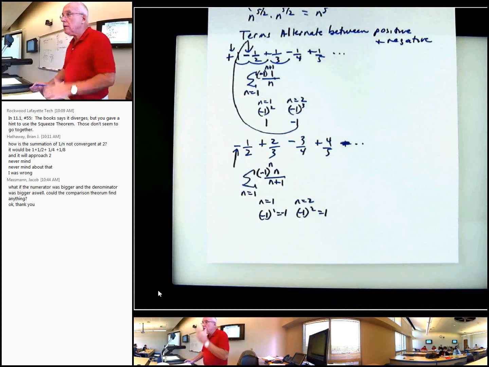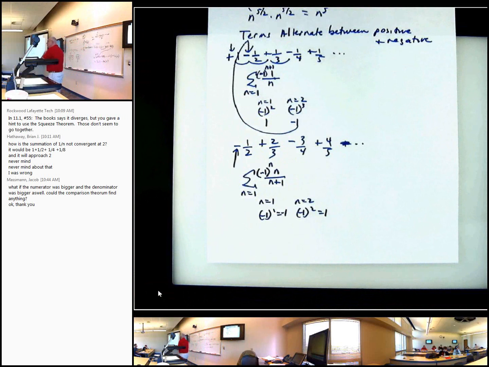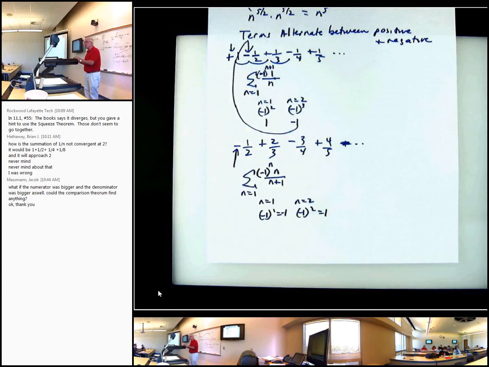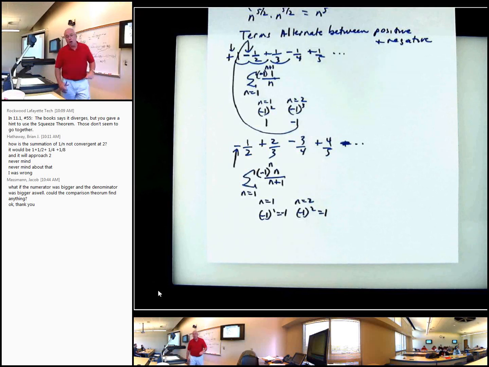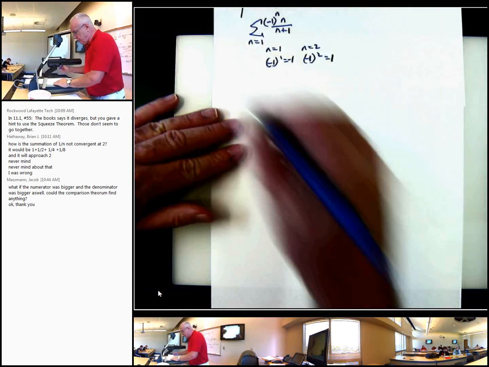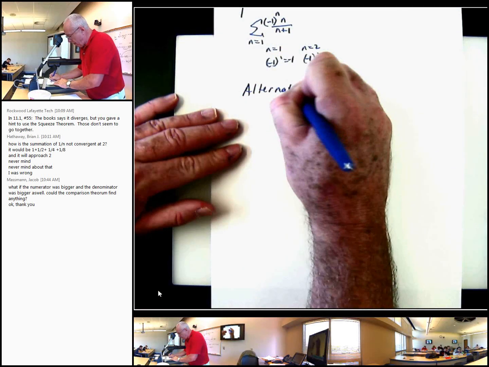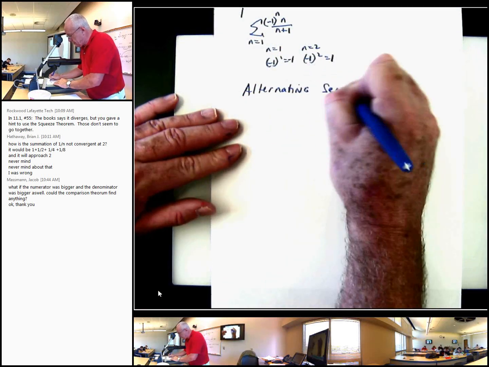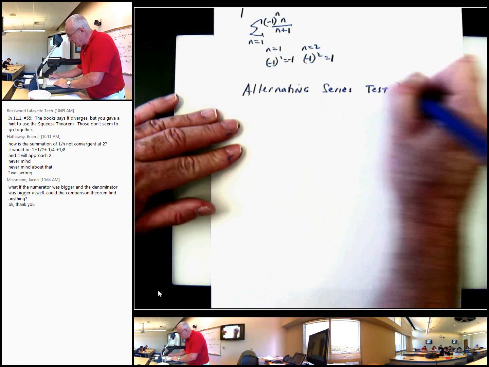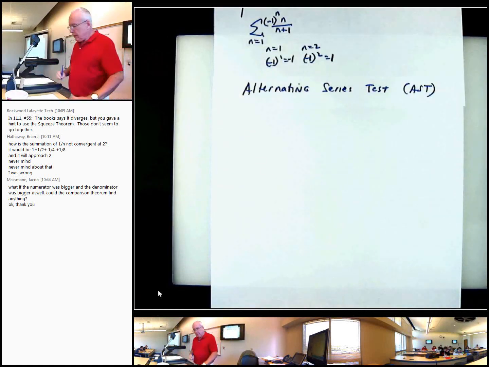Now, just like we have a comparison test and a limit comparison test, we've got a test to see whether an alternating series converges or not. And it's called the alternating series test. And this is the principal fact of this section here. Alternating series test. And I'm going to call it for short AST. All right? So here it is.